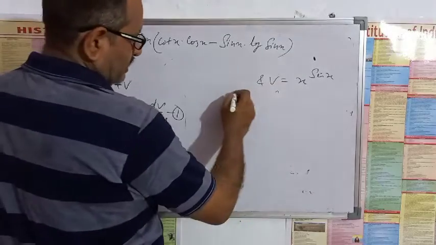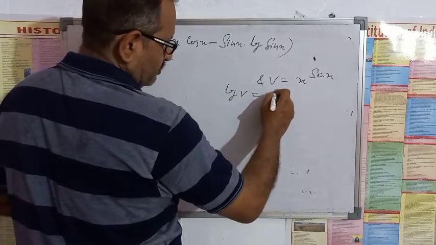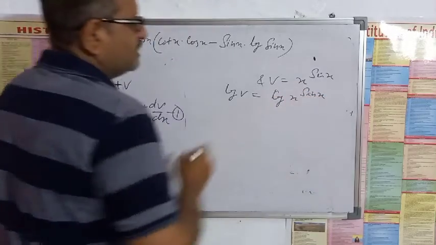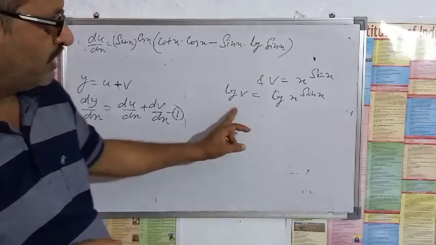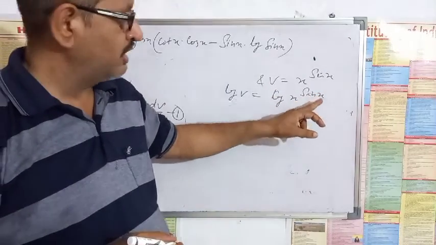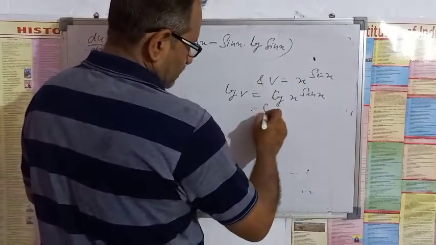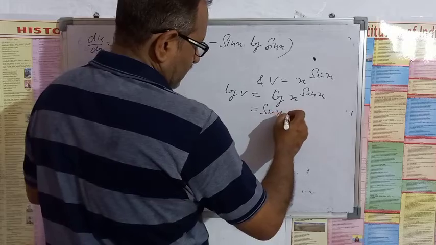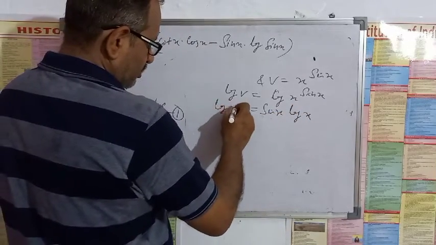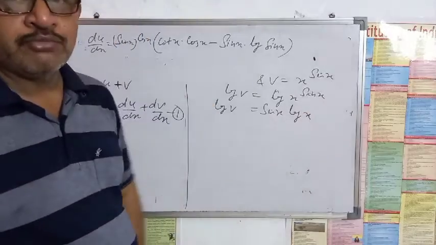So see here, take log. Log v is equal to log x to the power sin x. Use the power rule of log. We can write sin x log x. It is log v. Differentiating on both the sides.